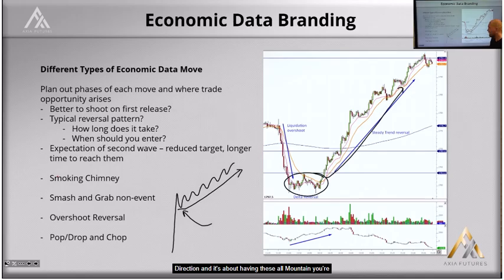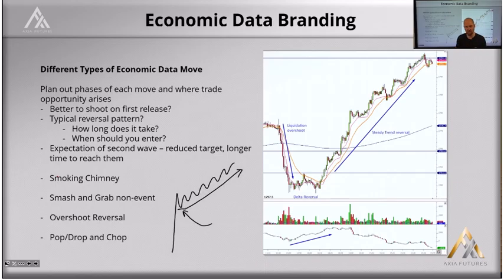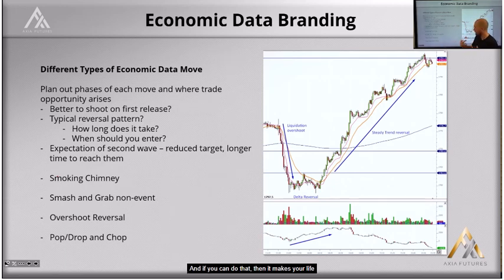And it's about having these all mapped out. Different brandings of economic data. When you're going back and reviewing your data, you can then say, right, this is typical, and it has these characteristics to it. So very quickly, you can be moving into a situation, going, right, I'm expecting a smoking chimney if this happens. I'm expecting a reversal if this happens. And if you can do that, then it makes your life so much easier.